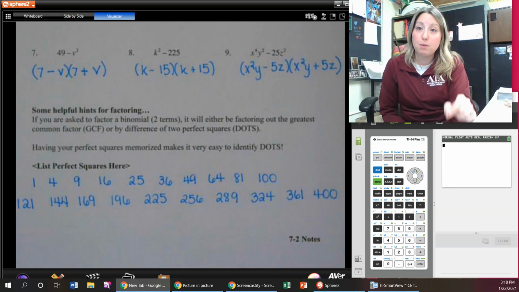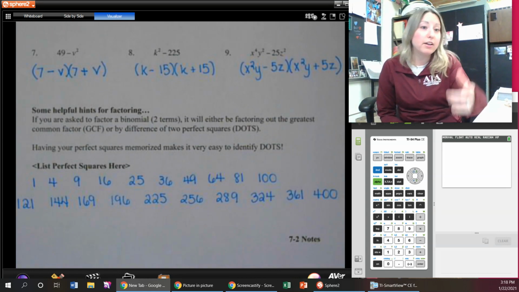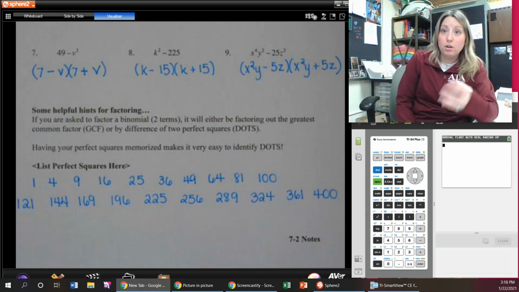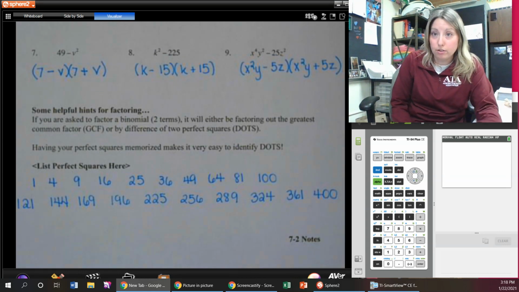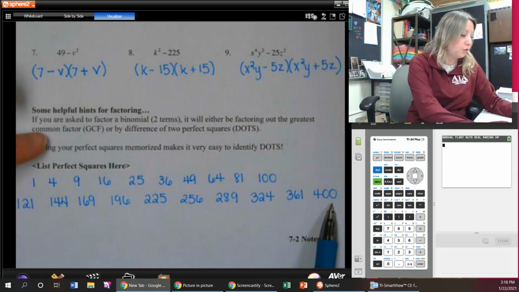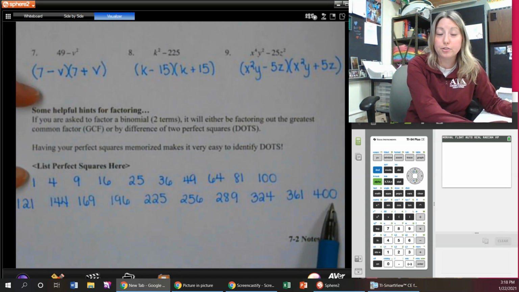Those you should be able to memorize and identify. It's only 20 out of 400 numbers. So what does that tell you? Perfect squares are rare. They do not happen that often. If out of the first 400 integers you only end up with 20 perfect squares, they are extremely rare.